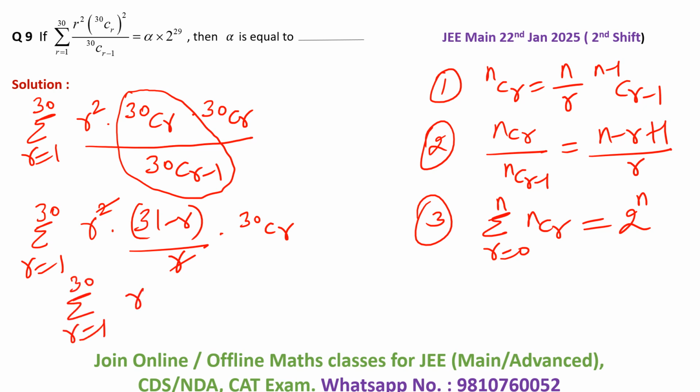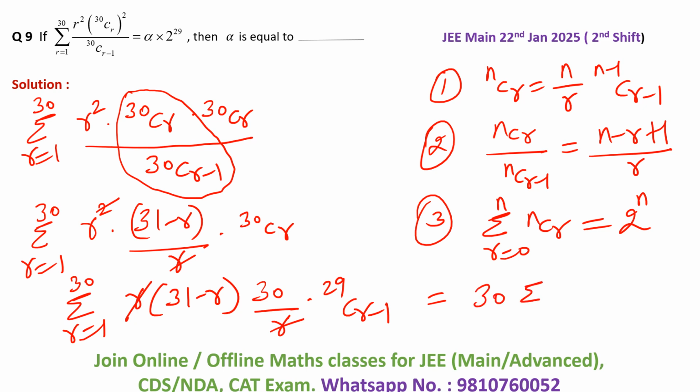Now we get r into 31 minus r. This 30Cr can now be written as 30 upon r into 29C(r minus 1). Now I have used the first formula. Fine. This r and this r get cancelled. Now 30 can be taken outside the summation. It becomes 30 times summation r varying from 1 to 30, (31 minus r) into 29C(r minus 1).